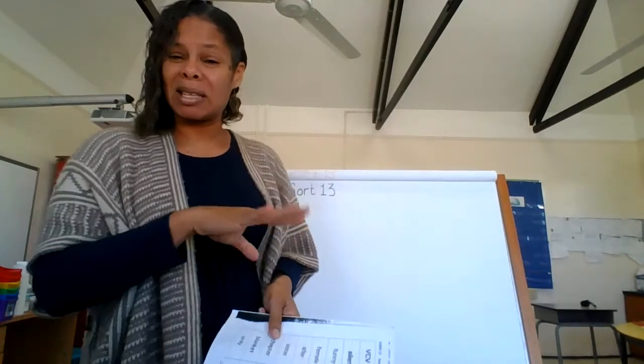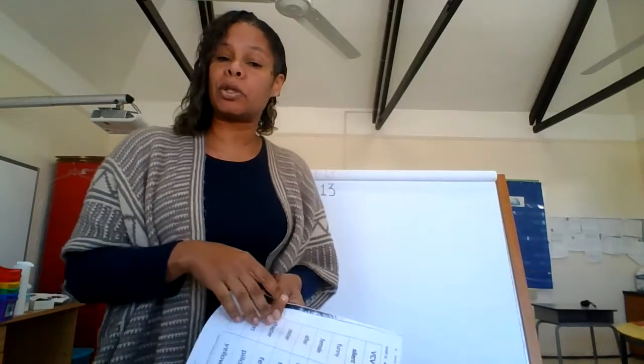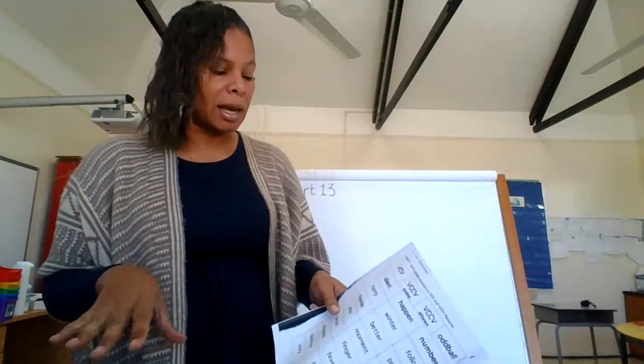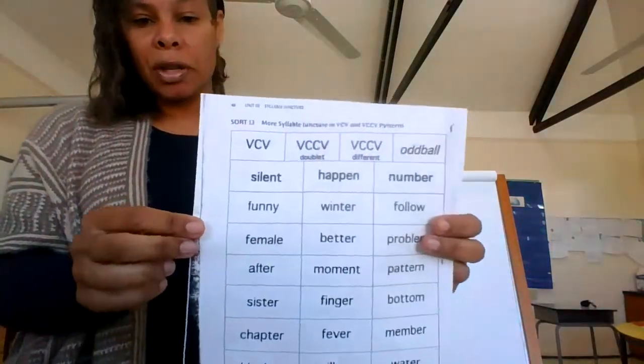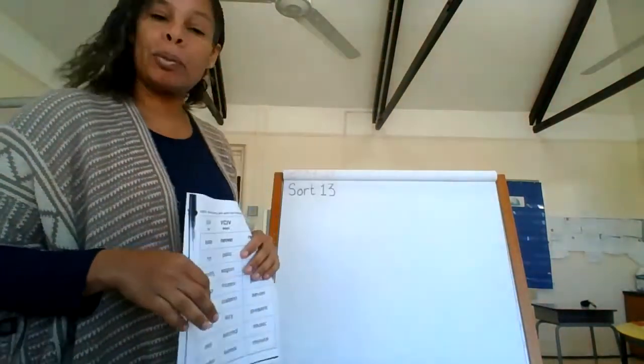We are going to continue our work on open and closed syllables. Last time I didn't really explain to you what it meant if a syllable was open or if a syllable was closed. I don't want to give you too much information at once, so I'll go over that today, okay? We're on sort 13, so you should have the sheet that looks like this. Turn to a new page and we will begin.